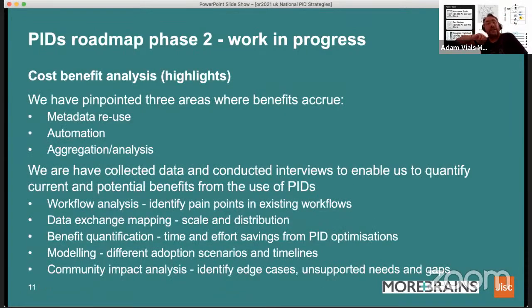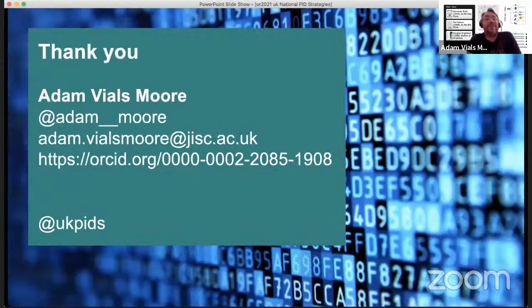We are currently finishing off the last few bits of a cost-benefit analysis. It looked at where persistent identifiers currently have or could have impact in the research landscape, and tried to put some kind of actual cost to that. It will be available on June the 21st. I'm fairly confident I can commit to that. It will give an overview of how much we think, at a very conservative estimate, PIDs have saved the research community, and the potential for increasing that benefit. So, in my time, thank you very much.